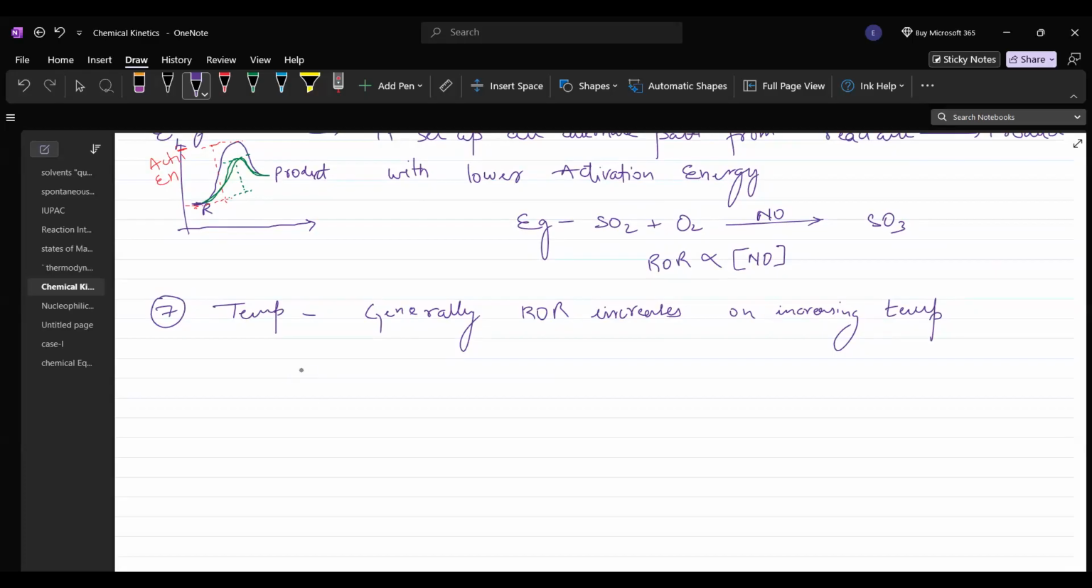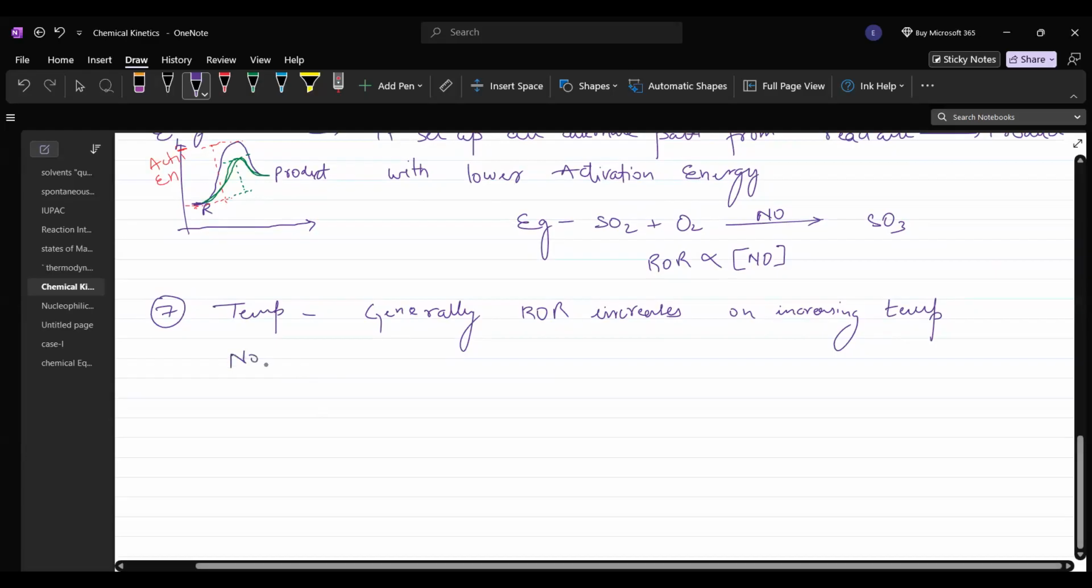So note this down. On a 10-degree rise in temperature, actually, this question does not come directly, that is why I'm letting you write it in your notes. On a 10-degree rise in temperature, the rate of reaction increases 2 to 3 times. This is a general thing. Okay.